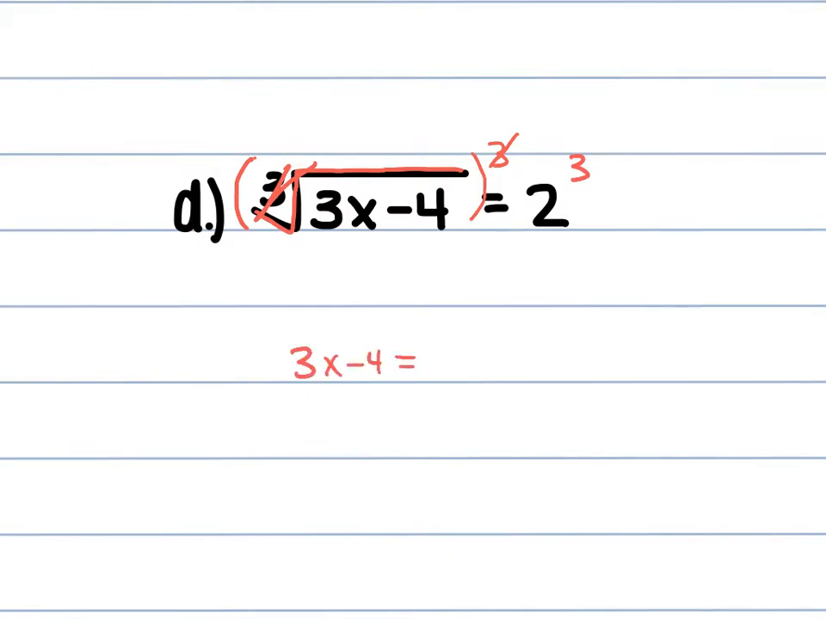And 2 cubed is what? 8. 2 times 2 times 2. A lot of times people will accidentally write 6 because it looks like 2 times 3. Just be careful with that. It's easy to make that mistake, and then your answer is going to be off. What's my next step? Plus 4. Plus 4, and we get 3x is equal to 12. Divided by 3. X equals 4.